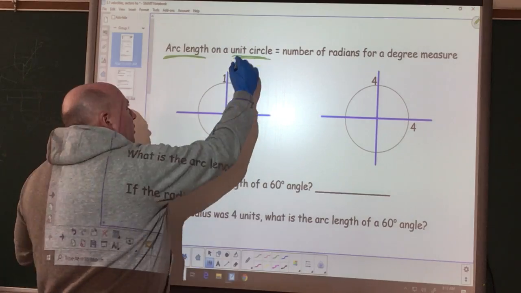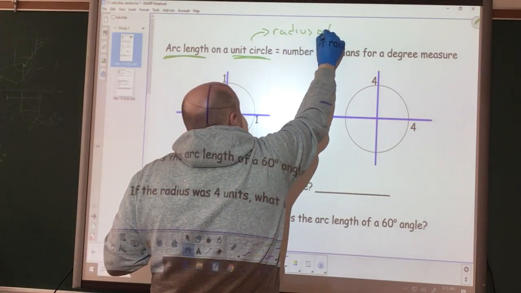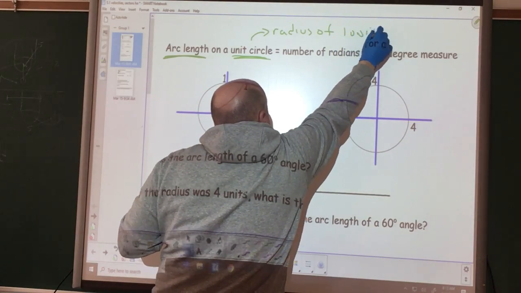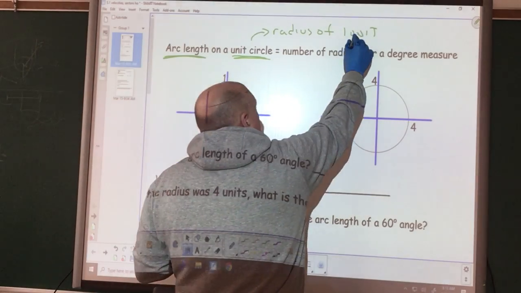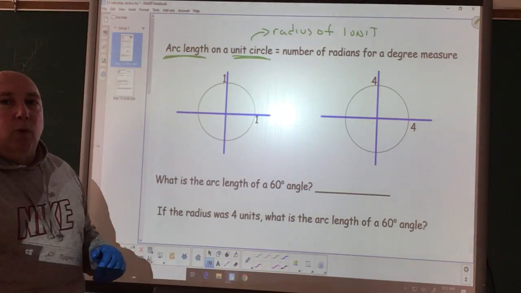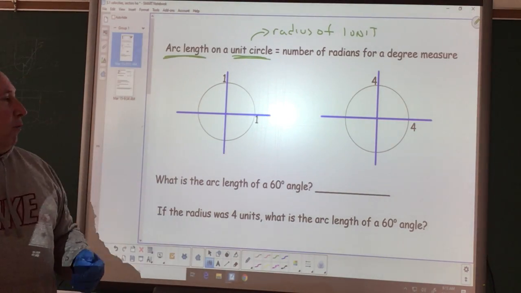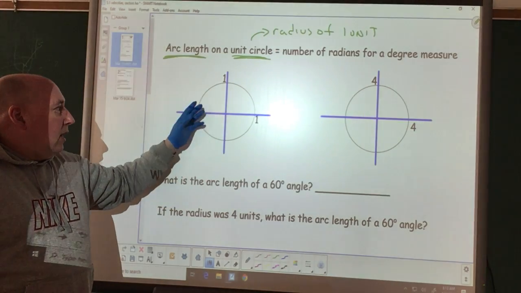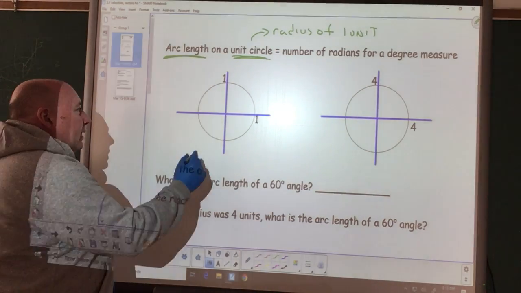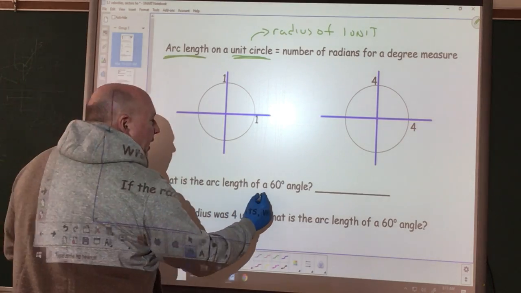And if you remember a unit circle, you have a radius of 1 unit. So what we have here is a radius of 1 unit. Here is a circle, and its center point is at the origin. What is the arc length for a 60-degree angle?